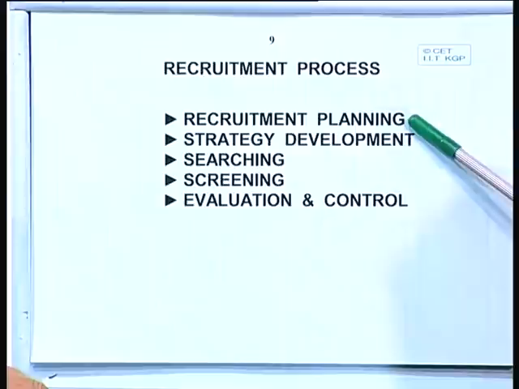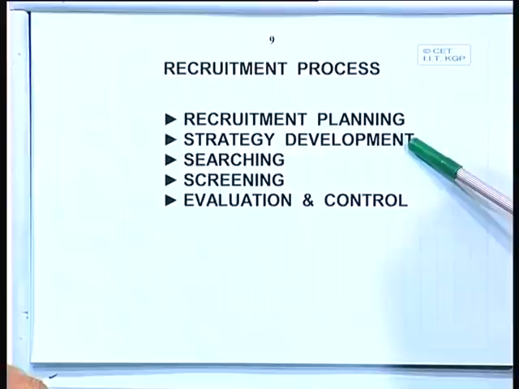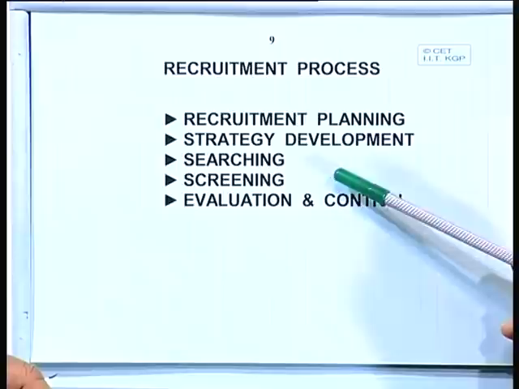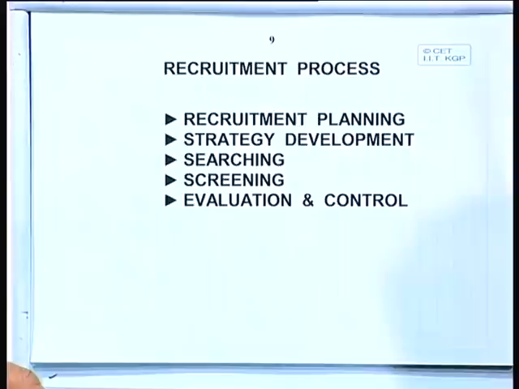The recruitment process then is recruitment planning, strategy development, in what manner and from which source you are going to get, searching, screening, evaluation and control. So, this is in sum the recruitment process, and usually every HR department or division has a specialized section, three or four people who specialize in recruitment. Then they keep in touch with the various universities if there is campus interview, or if it is industrial workers, the ITI, industrial training institutes. So, they have relationships built up, and with newspaper advertisements and so on. They specialize. Recruitment section it is called.